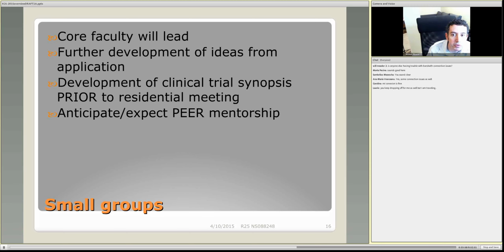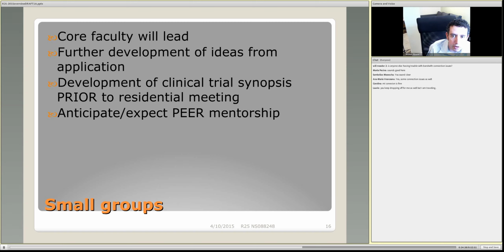So the small groups are really one of the core features of our course, and they're led by core faculty teams, which is either one or two clinicians and a biostatistician with experience in the planning, conduct, and analysis of trials in neurosciences. And this basically is leading to the further development of your ideas from the application that you presented. And we know that sometimes people have new developments, and if when we're starting these small groups up, you're like, I need to do something slightly different, it's okay. That's part of the development process.